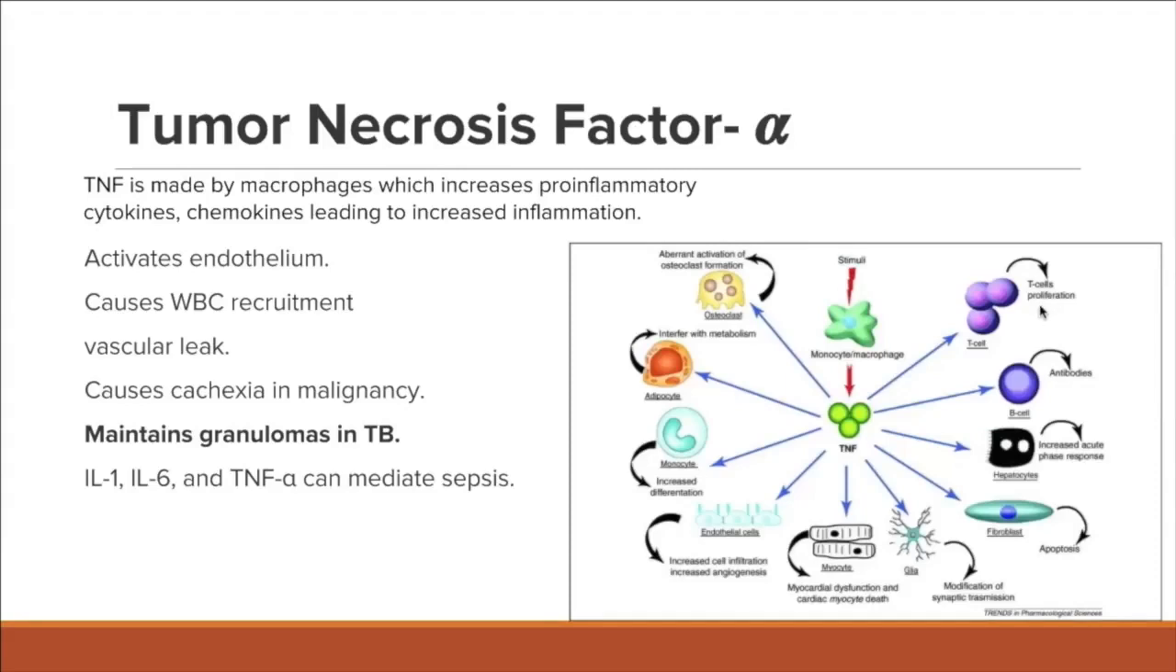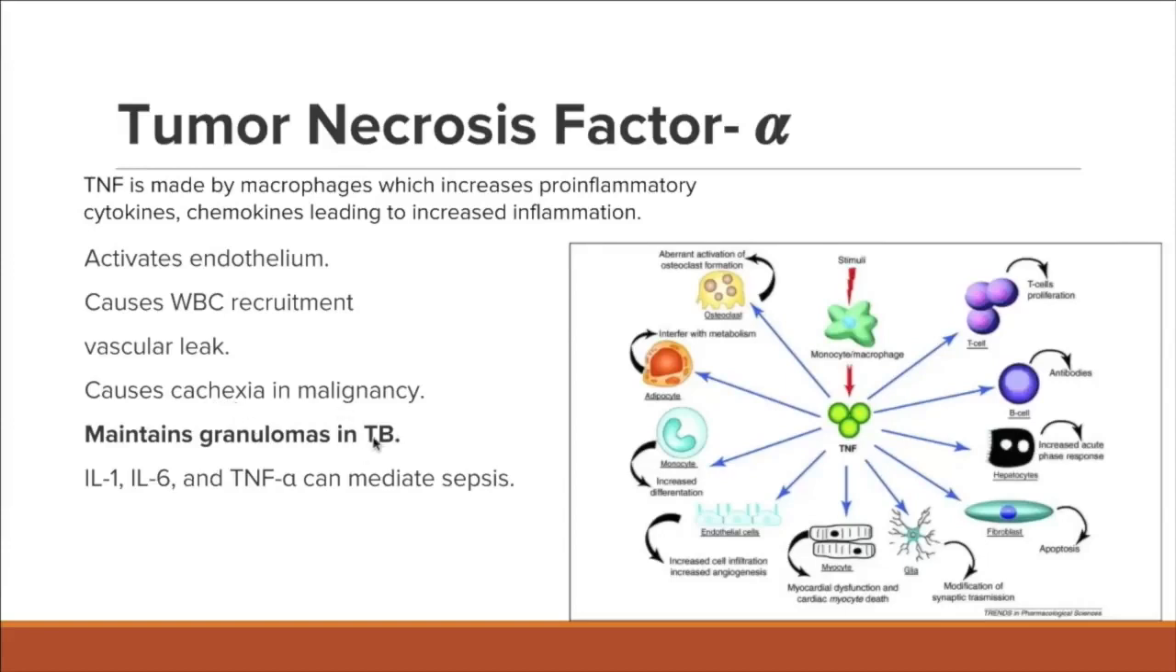So as you can see here, it has a lot of effects, but you also need to understand that it causes cachexia in malignancy. So patients often complain of losing weight, right? A patient that has a small cell carcinoma of the lung or has a renal cell carcinoma often complains of weight loss. Well, the reason why they're losing weight is because they have this tumor necrosis factor, right? Causing necrosis, which is death. And because it's involved in that, in cancer cells, this patient eventually develops cachexia and they start losing weight.